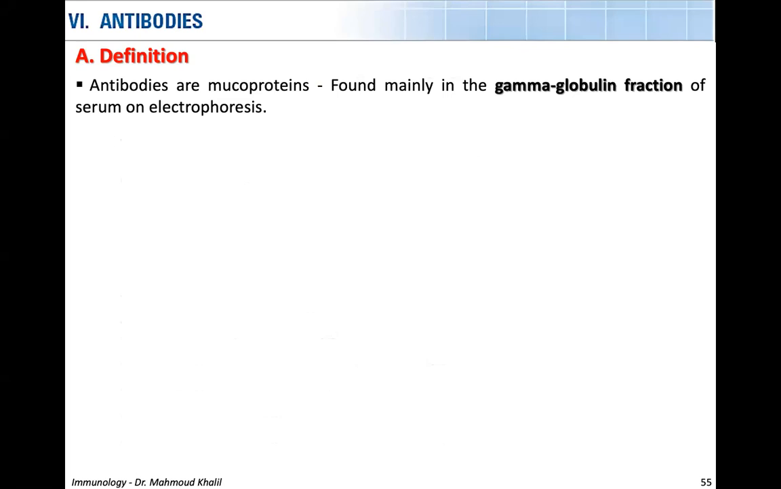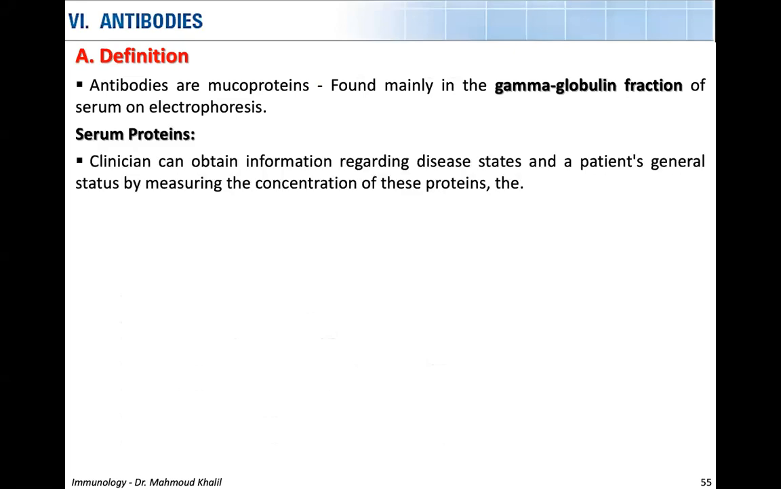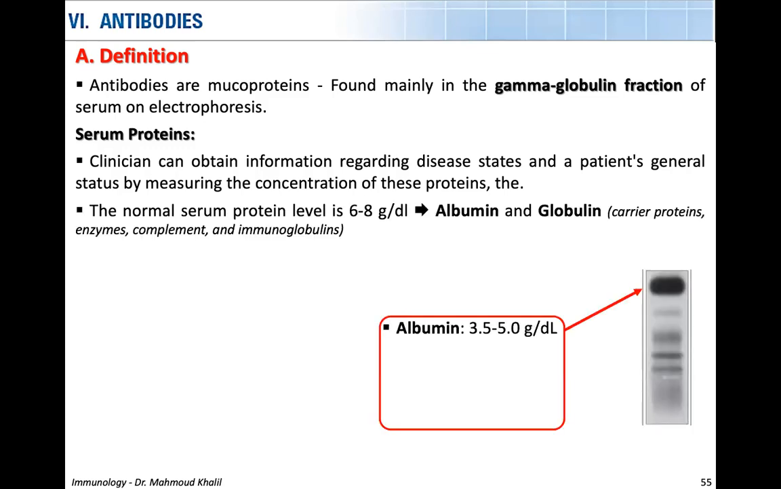And they identified this and named them according to their migration on the electrophoresis. So we have generally serum proteins, and clinicians can obtain information about the disease states or the patient's general status by measuring the concentration of these proteins. The normal serum protein level ranges from 6 to 8 grams per deciliter, and generally you have two fractions.